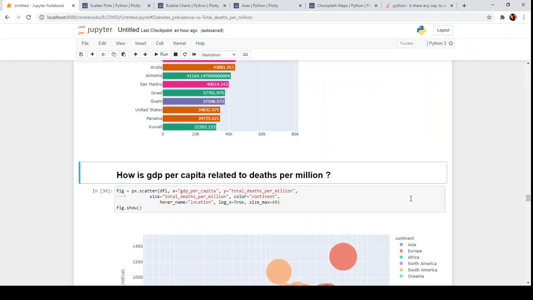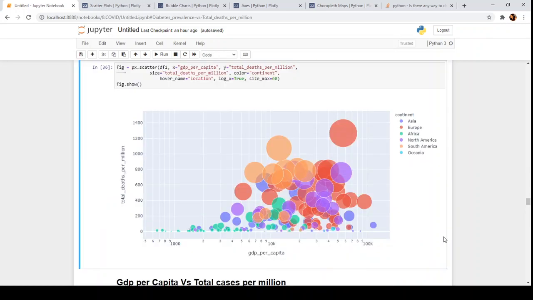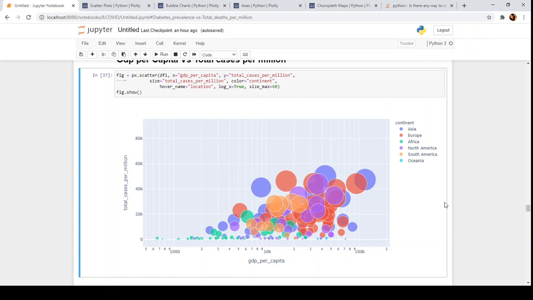How is GDP per capita related to deaths per million? You can see here, this is a bubble scatter plot, and here also colors are given location continent wise. And you can see, as we all know, Europe saw the maximum deaths. Most of the developed countries are in US and Europe. So it is showing that GDP per capita is not helping that much, and the size of bubbles I have set directly proportional to the death values.